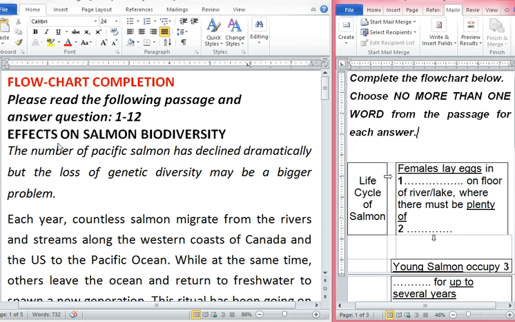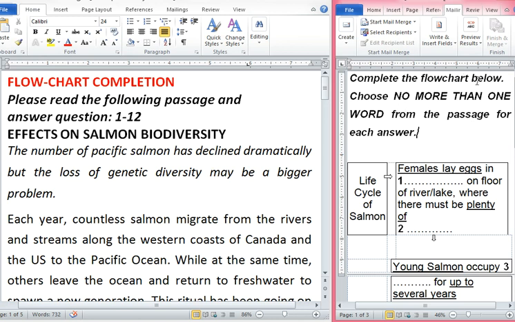So here, because it's effects on salmon biodiversity, I will read a bit. The number of Pacific salmon has declined dramatically, but the loss of genetic diversity may be a bigger problem. So perhaps they're talking about biodiversity issues because of dams. So I have understood that, so I don't need to read it further. Now I'll go to the question type, right?